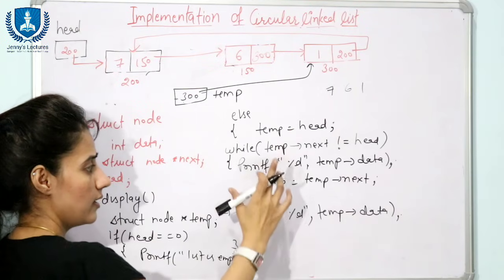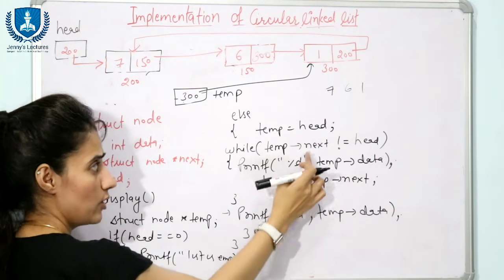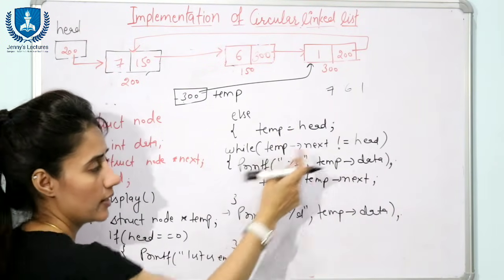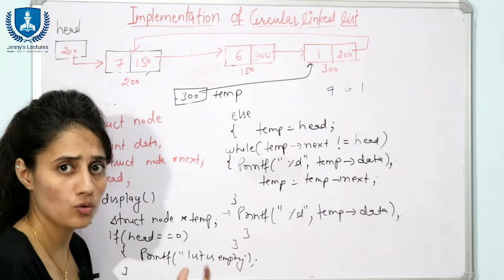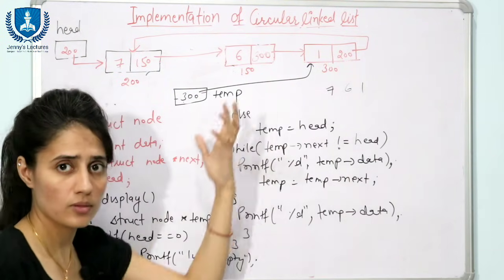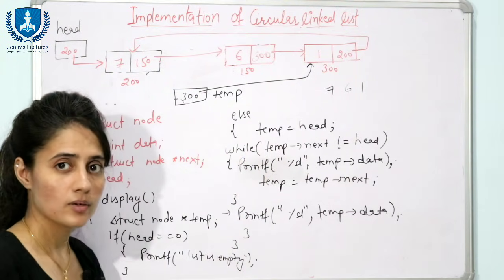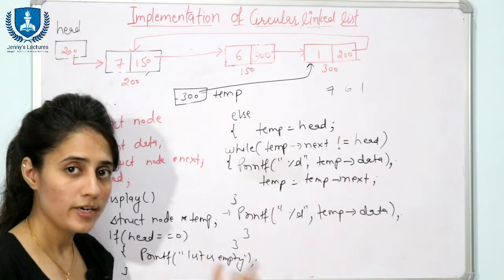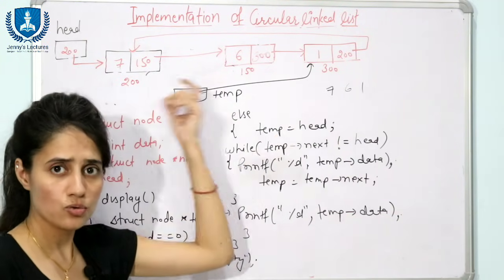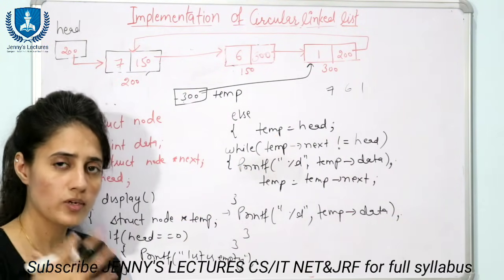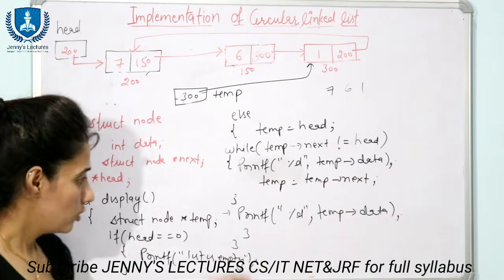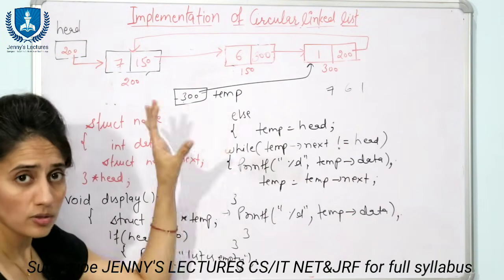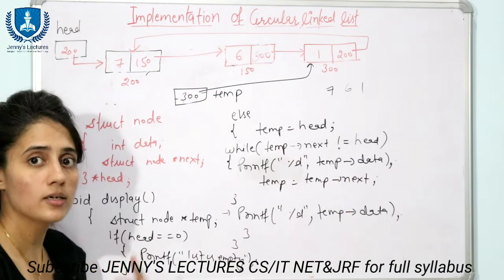Only one difference is there, and that is in the while loop we are going to change the condition. We cannot write the condition of null because we don't have null in the circular linked list. Fine. Somewhere you will find that they maintain only the last node, and using the last node they traverse the list. So that also we will discuss later in the videos. So this is all about how to traverse a circular linked list and how to create a circular linked list.